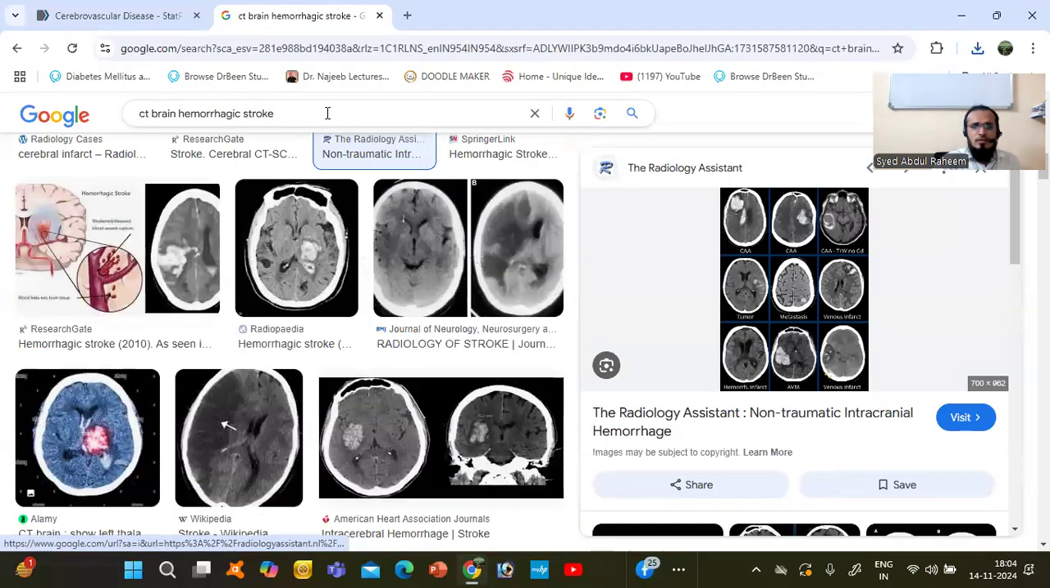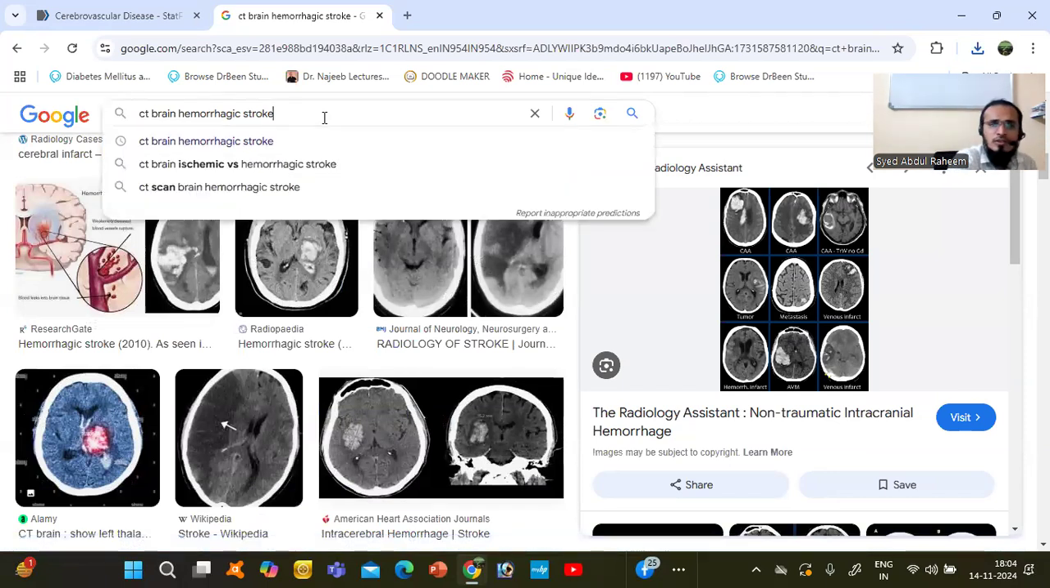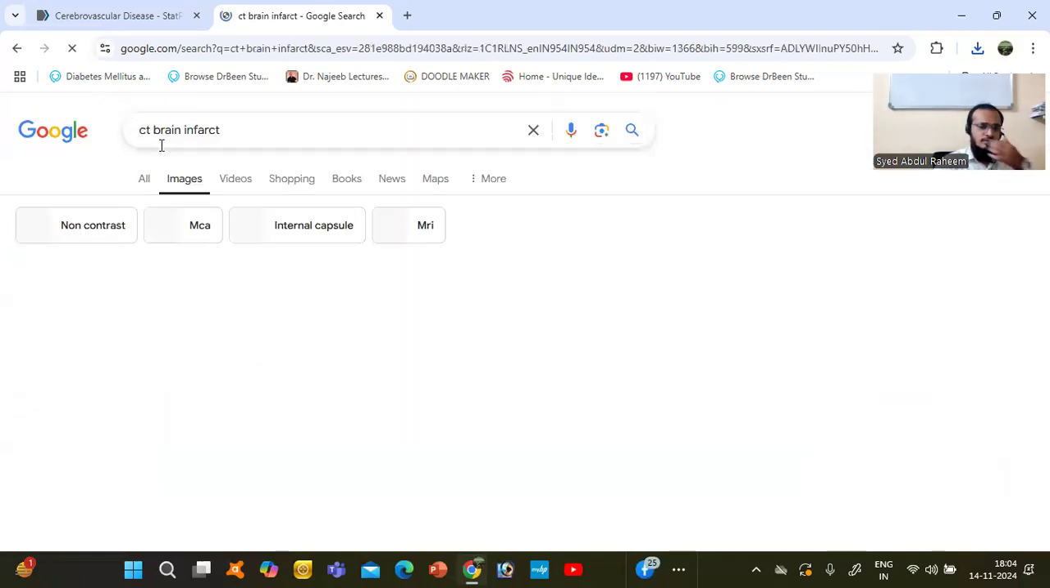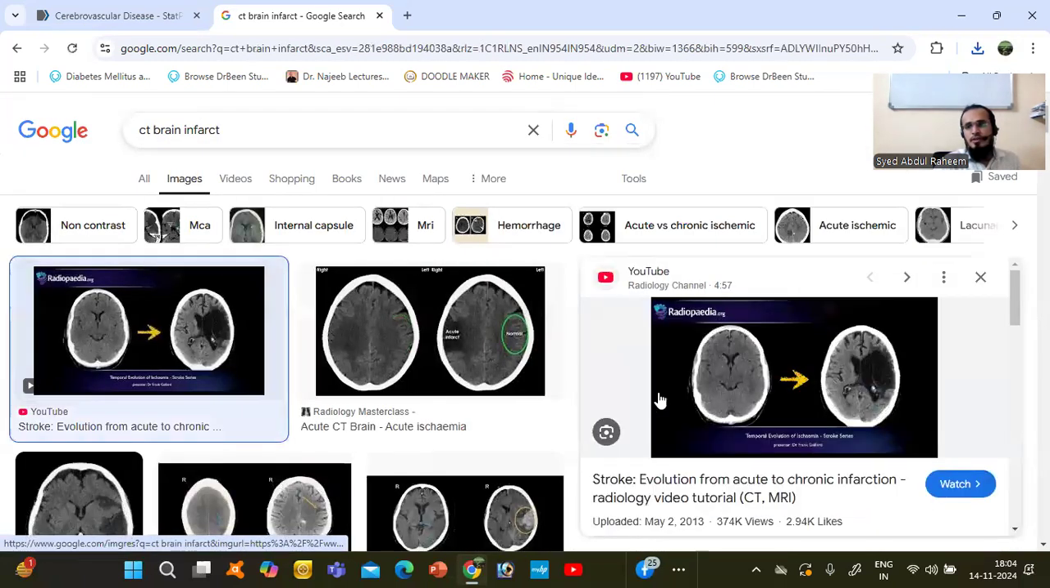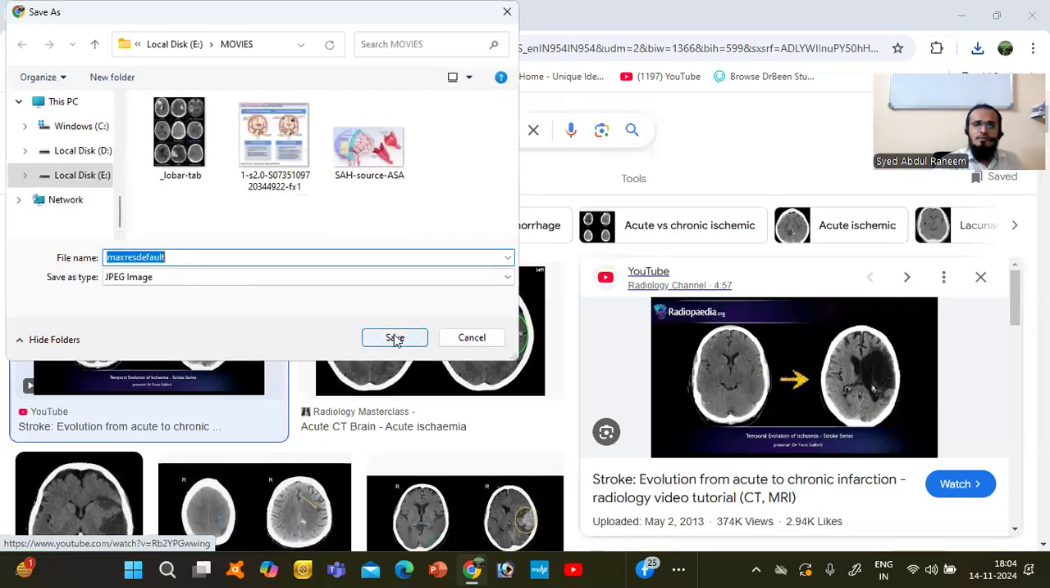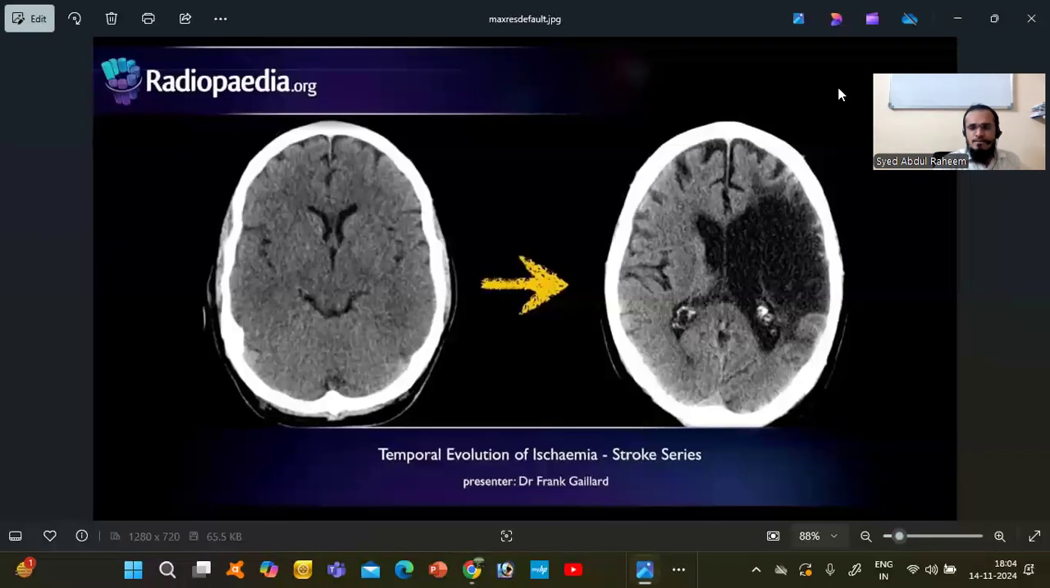Next is MRI. We will see the stroke. We will see the infarct in the brain. If the infarct is there, you will see black color in the image. Okay, in the CT, the hemorrhagic stroke is white color. In the CT, the infarct is in black color. So this is very important.